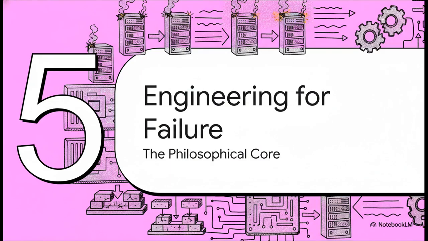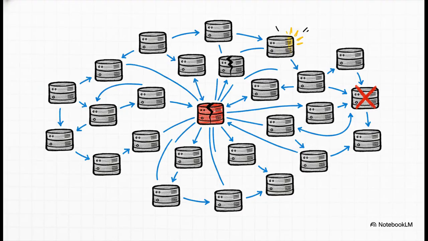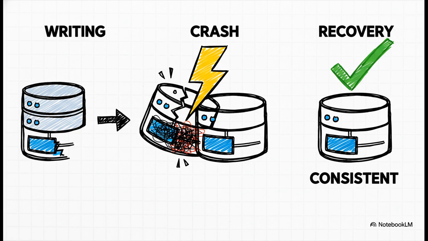All right, let's wrap this up with the philosophical core that makes S3 one of the most durable systems on Earth. It's all about engineering for failure. You know, most systems are designed with the hope that hardware won't fail. S3 is designed with the absolute certainty that it will. Hard drives will crash, servers will lose power, networks will go down. The entire system is built to treat failure not as some kind of rare exception, but as a normal, everyday part of life. And to manage this constant state of failure, S3 relies on something called crash consistency.